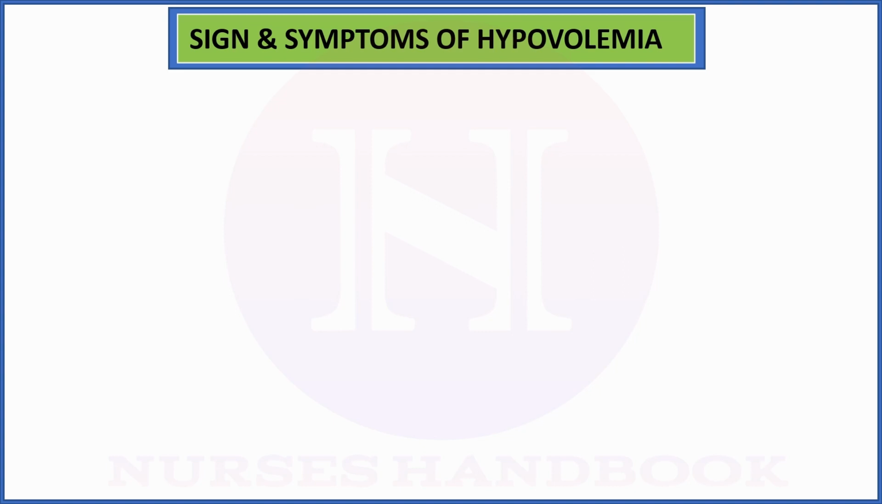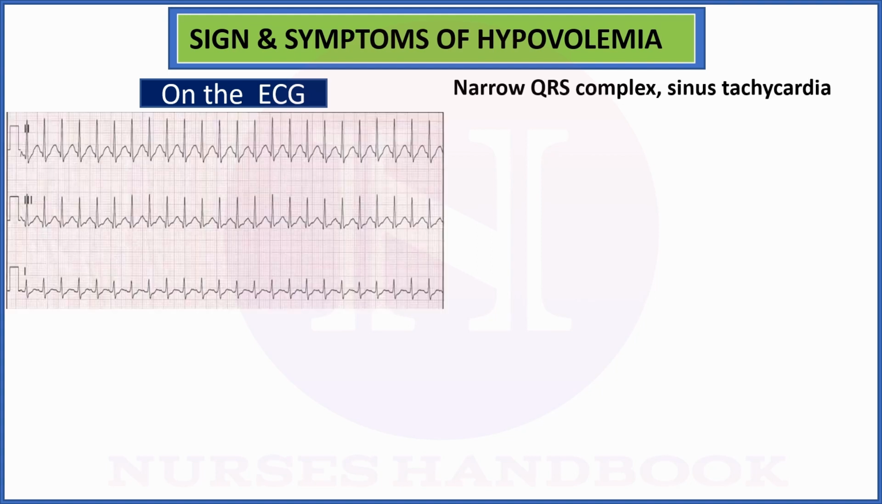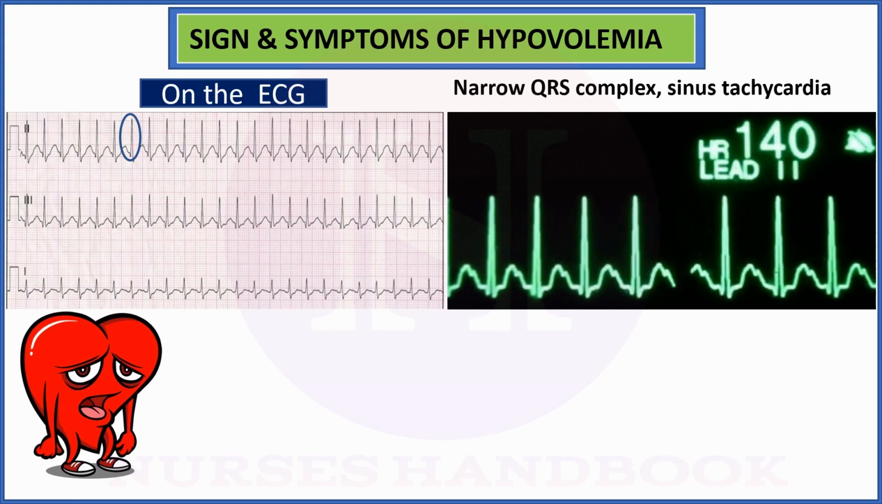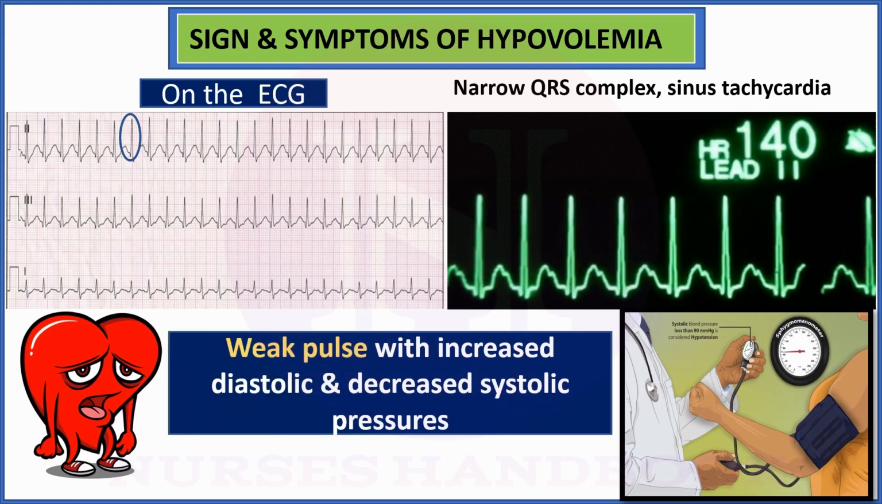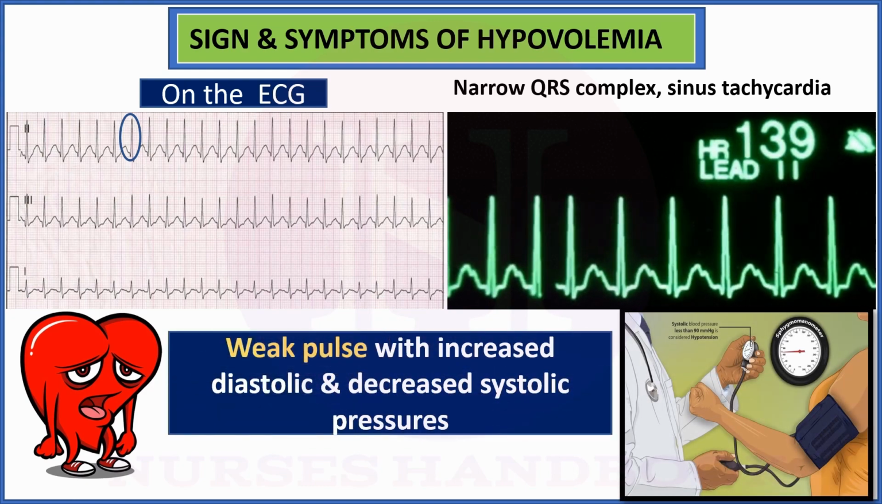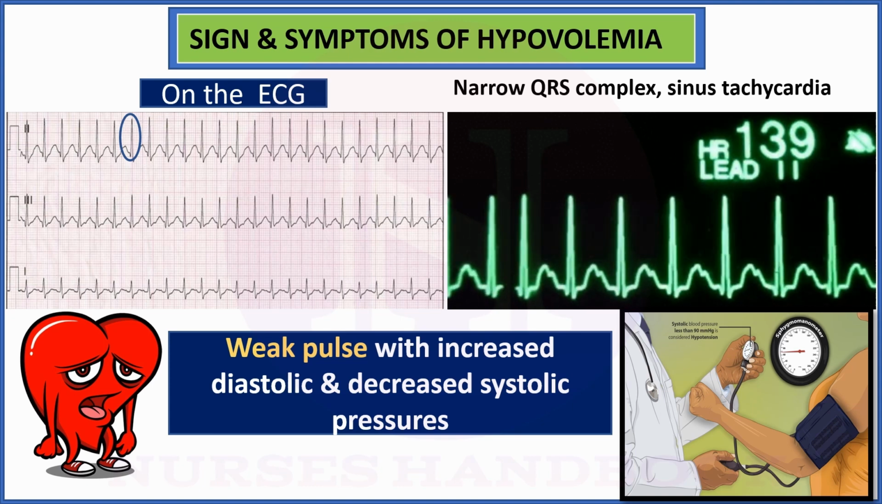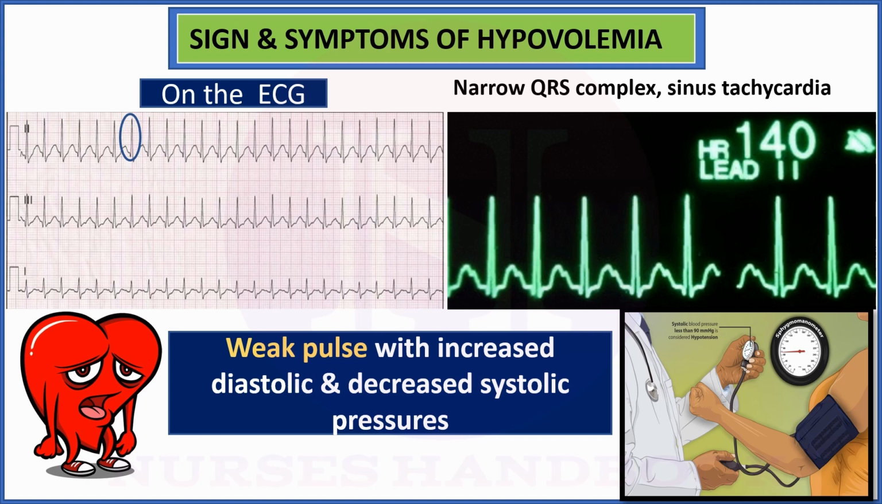All these causes result in decreased blood flow and loss of perfusion, which can be recognized by certain signs and symptoms. In such patients, when an ECG is obtained, we will find a rapid, narrow QRS complex sinus tachycardia and a weak pulse with increased diastolic and decreased systolic pressure. Now, as the body enters a state of shock, the heart weakens and eventually stops working.